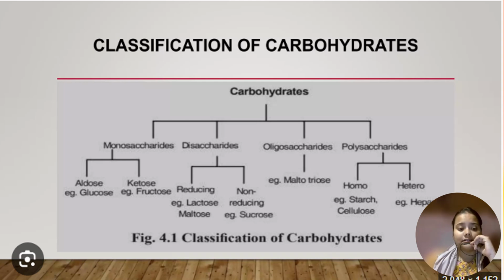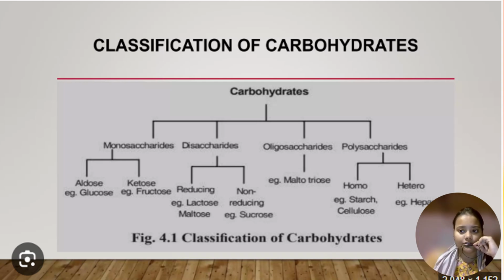Monosaccharide is divided further into aldose and ketose. Example for aldose is glucose; ketose is fructose. Disaccharides are divided into reducing and non-reducing; examples are lactose and maltose, and sucrose. Oligosaccharide doesn't have any partition; an example is maltotriose. Polysaccharides are of two types, homo and heteropolysaccharides. Examples are starch and cellulose for homo. This is the classification of carbohydrates.